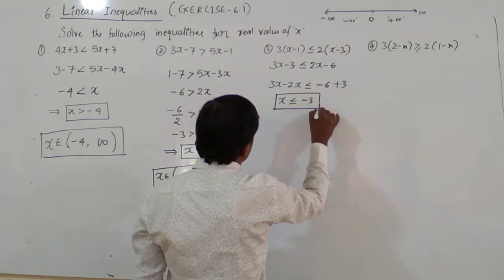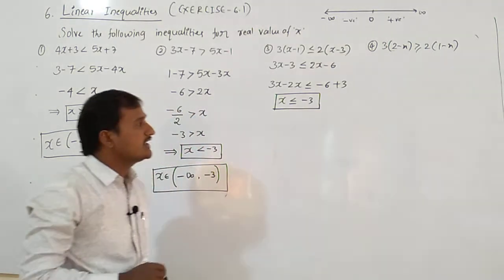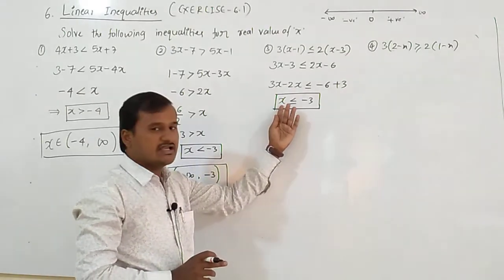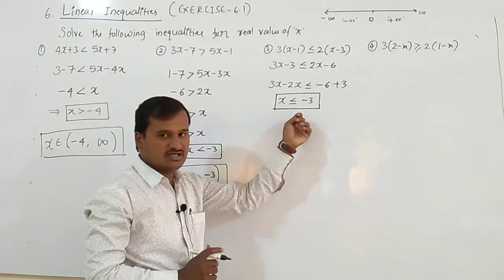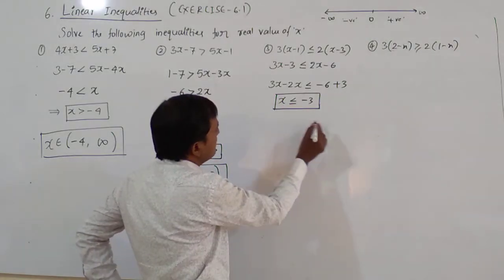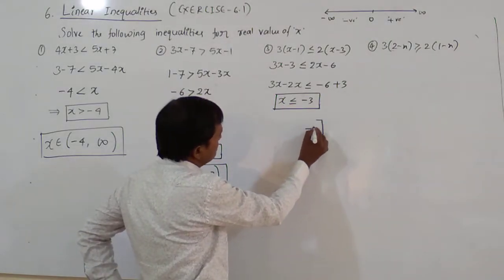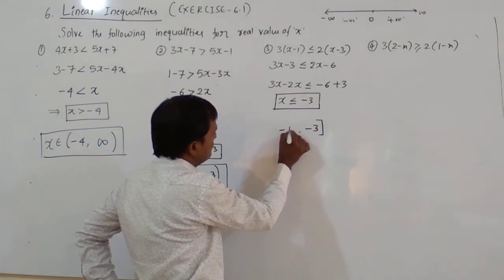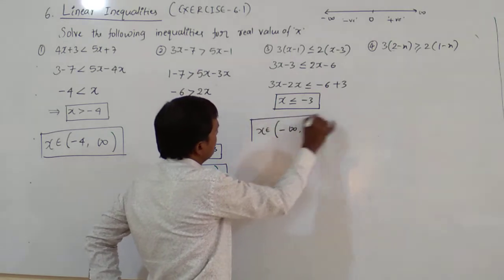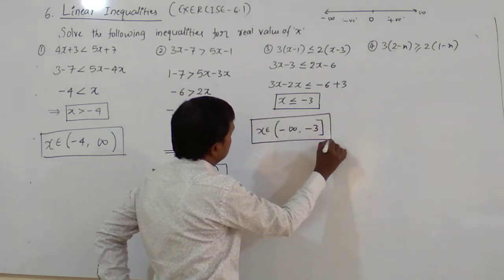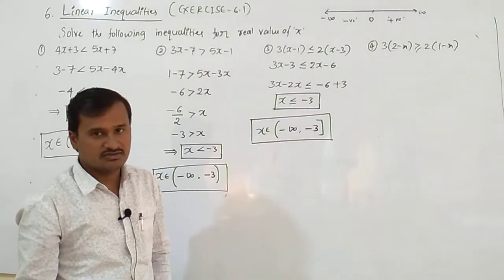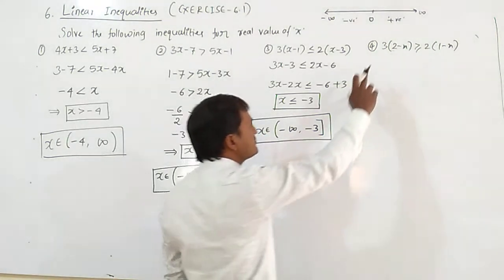Again here you got x less than or equal to minus 3. So those real numbers less than minus 3, they are minus 4, minus 5 like that. Again it is less than or equal to, so here we should write the closed interval up to minus infinity. Whenever infinity is there, you should write the open interval. Okay, next this one.